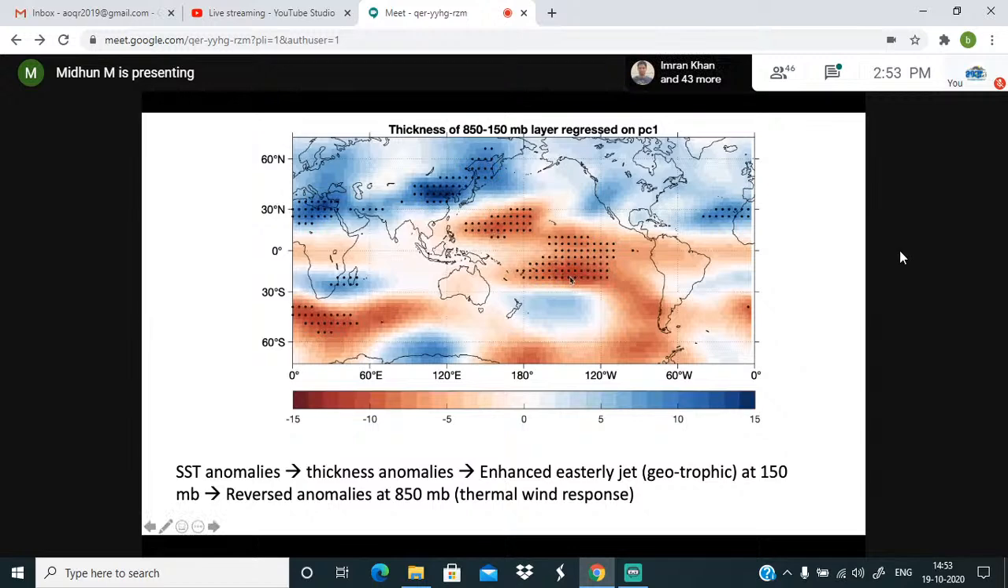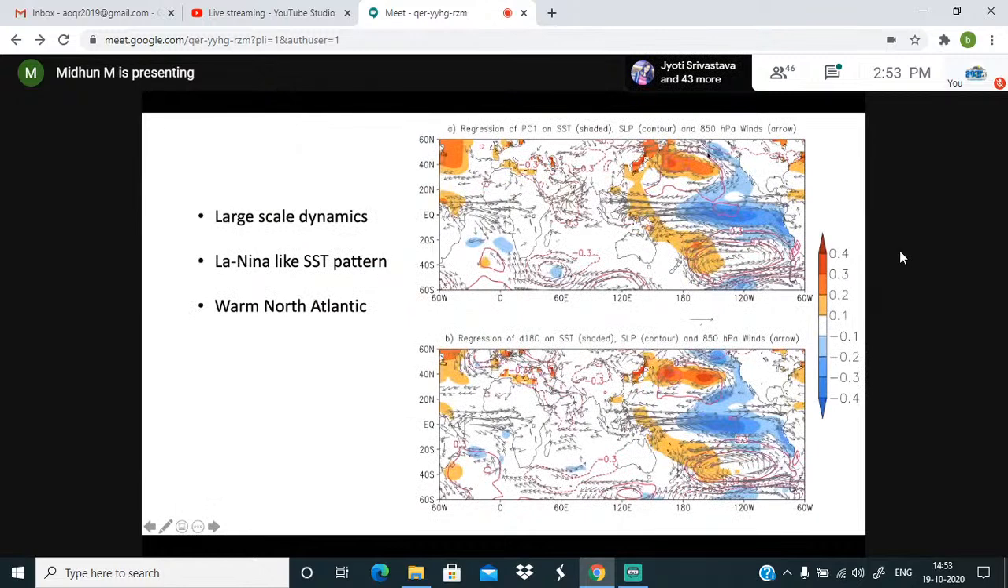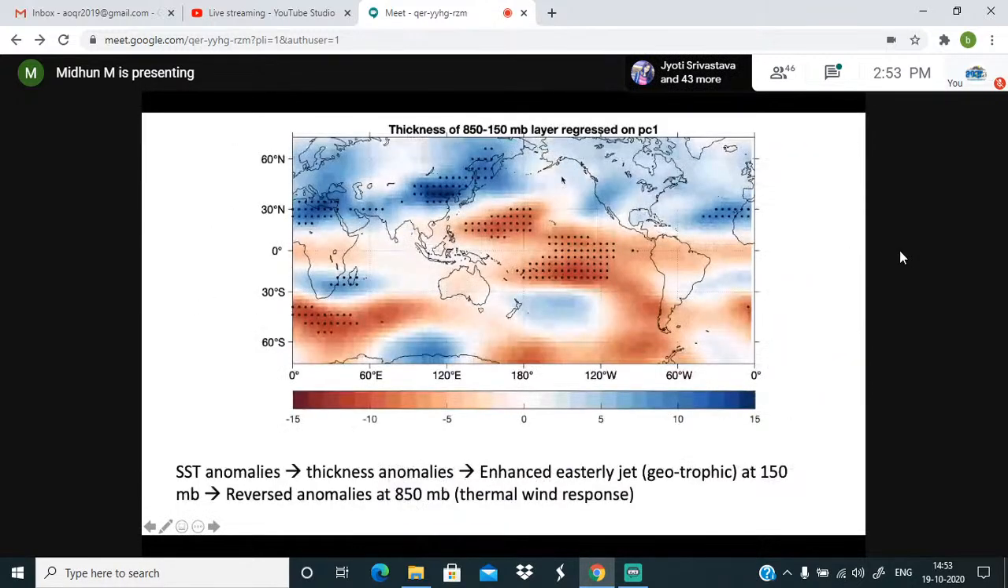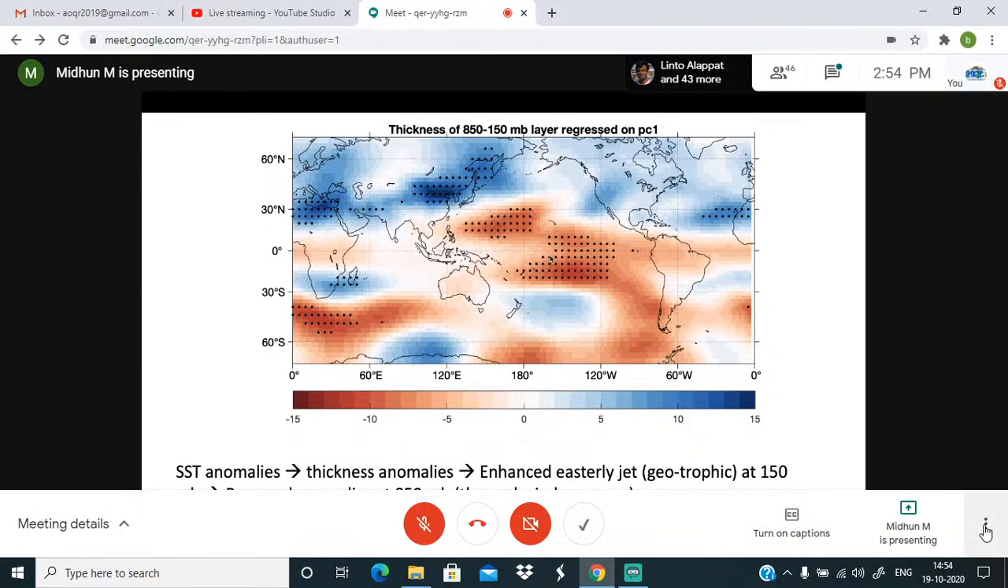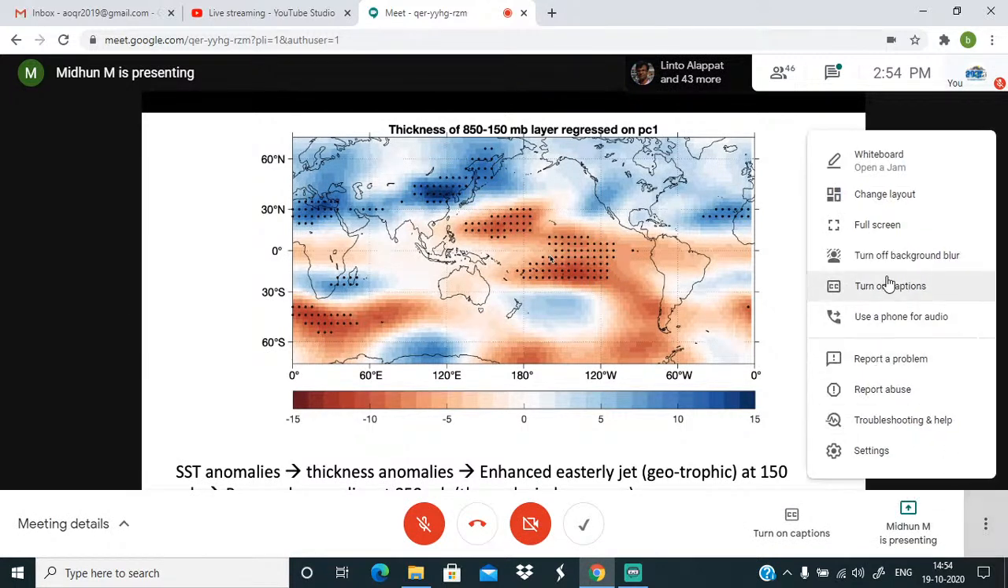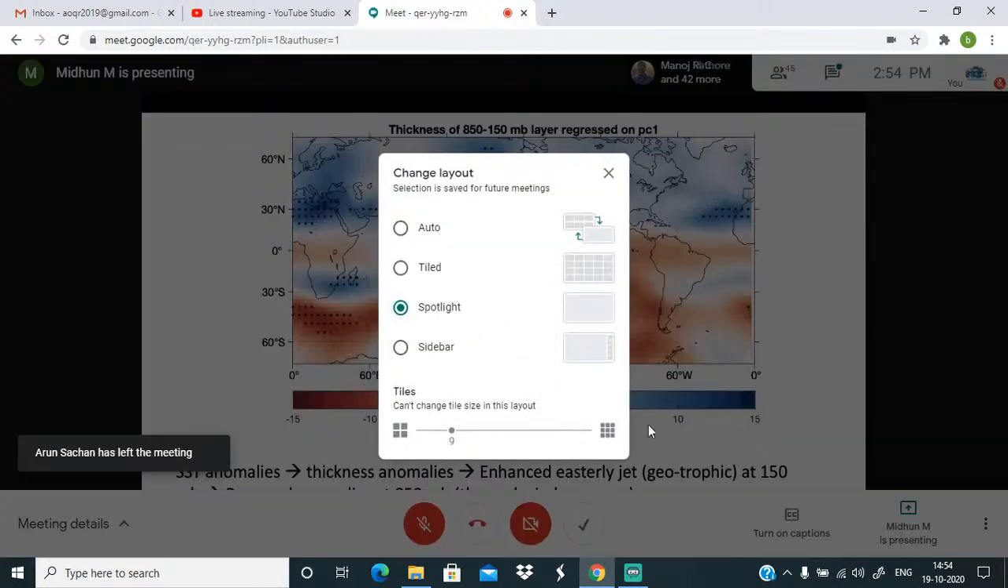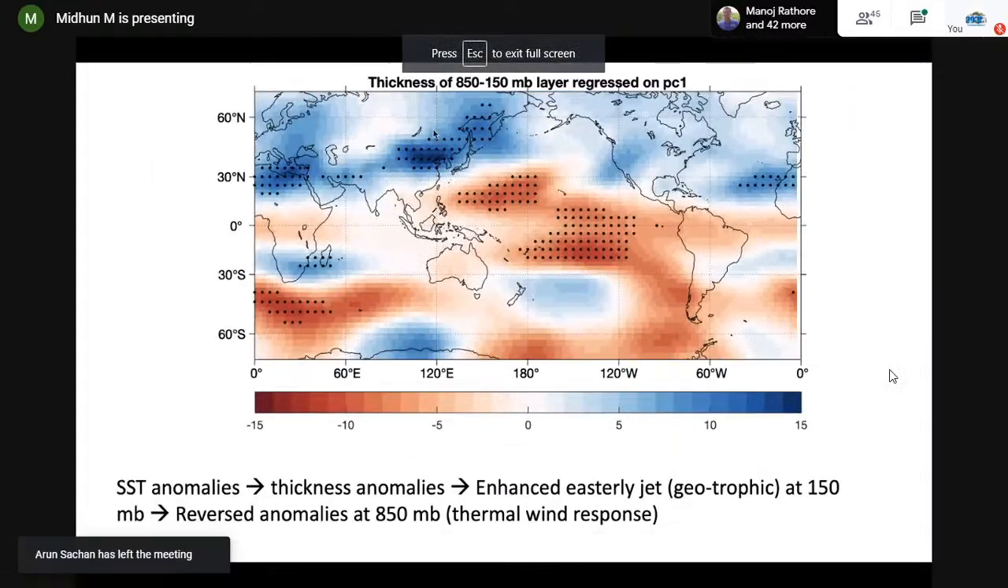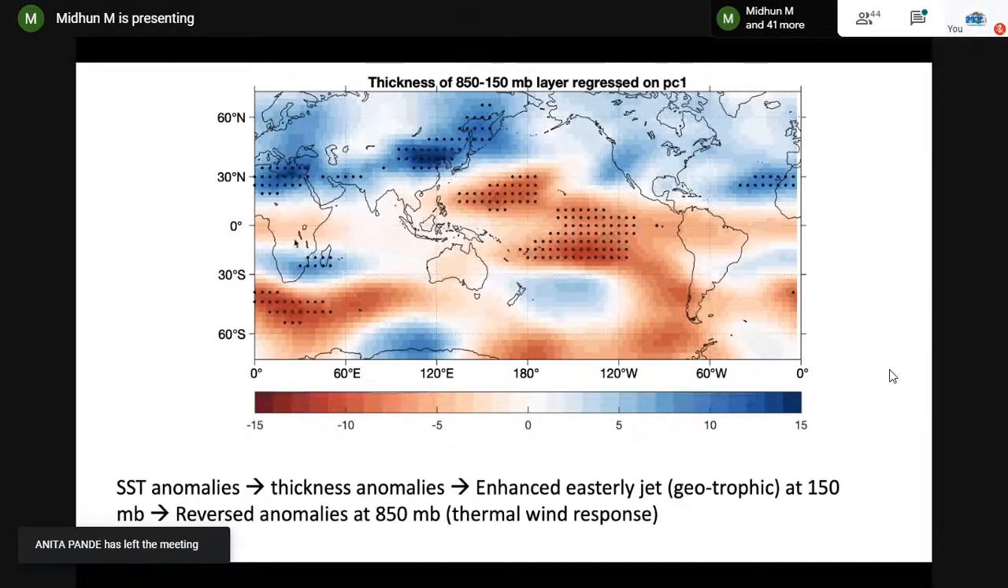What is actually happening is that, due to the cooling in the Pacific, you see cooler anomalies in the tropics and warmer anomalies in the extratropics, causing this pattern in the atmosphere. That means cooling of the tropics here reduces the length of the atmospheric column, in simple words, and increases the atmospheric column here. So this causes a high pressure at the top of the atmosphere over here. This high pressure enhances the tropical easterly jet stream.